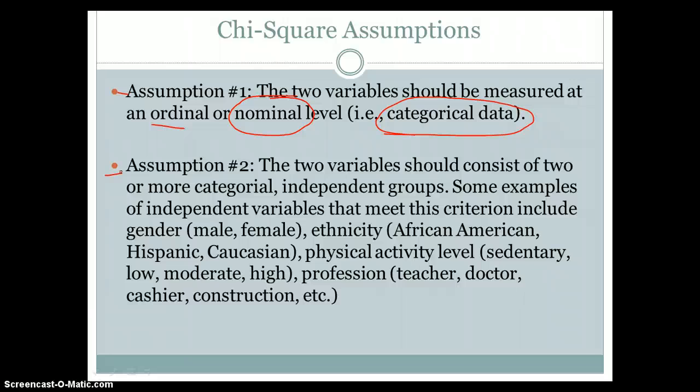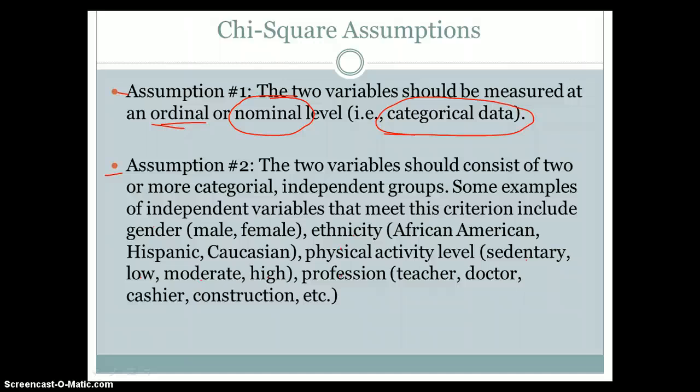Some examples of independent variables that meet this criterion include gender, where we have male and female, ethnicity, where we have African American, Hispanic, Caucasian, if we're in the United States. Physical activity level, which we could consider an ordinal one, goes from sedentary to low to moderate to high. And then other things like profession, so teacher or doctor or cashier or a construction worker. We could also look at language that's spoken, English, French, Arabic, Chinese, whatever. We could look at parents' highest level of education, etc.